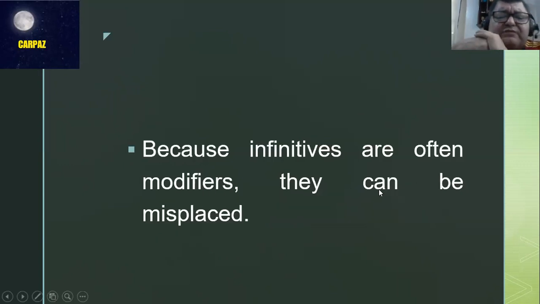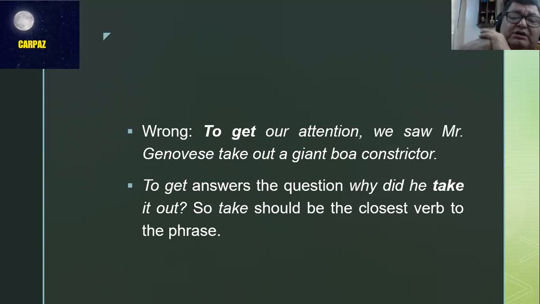Because infinitives are often modifiers, they can also be misplaced. Remember, we always have very clearly in mind the law of proximity, meaning that all the modifying phrases have to be very close, next to, or adjacent to the words they modify. It's wrong if we say, "To get our attention, we saw Mr. Genovese take out a giant boa constrictor."